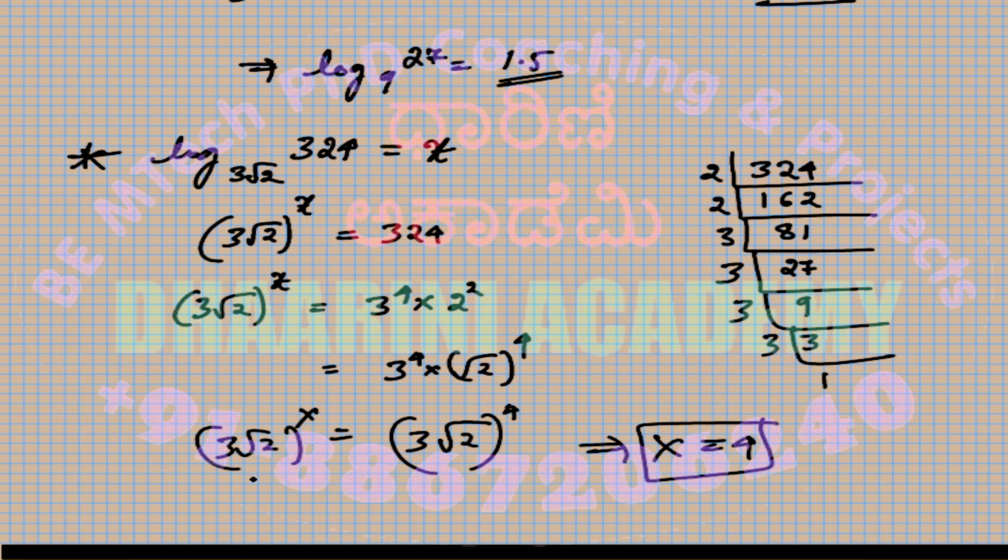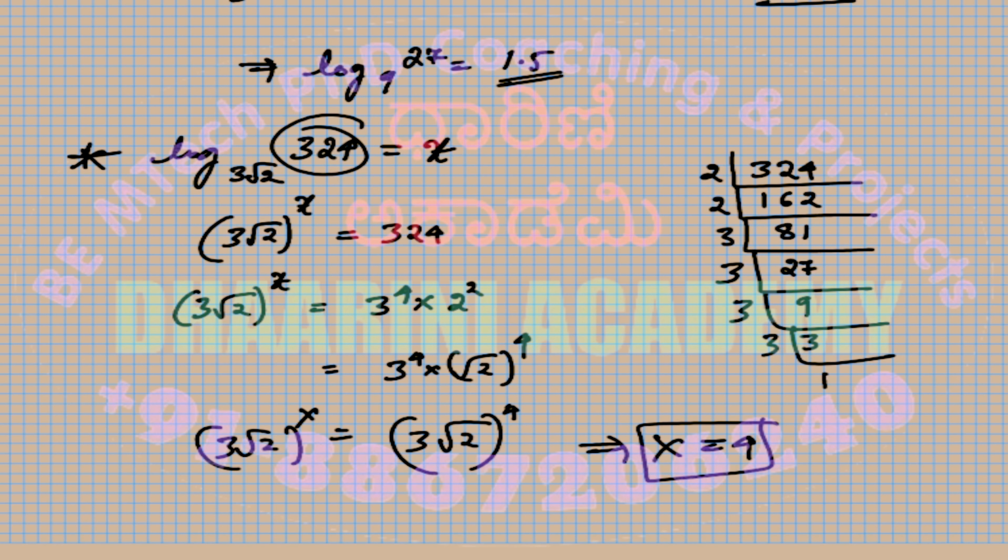So use a calculator, write 3 root 2 raised to the power 4. You will definitely get 324. 4 is the answer. All right. Okay. Next question.